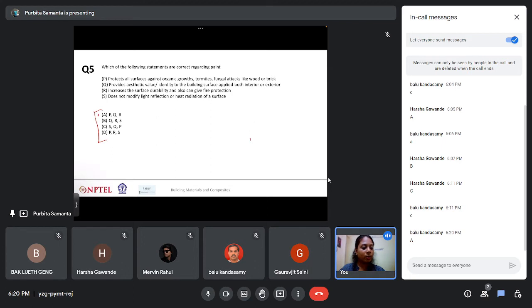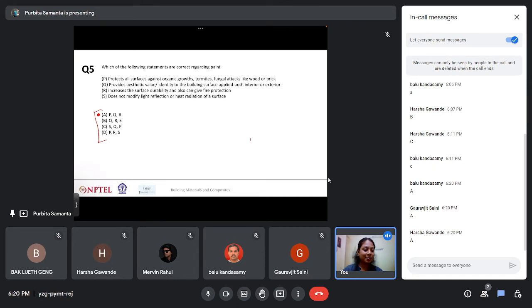Okay, I got one answer, that is PQR. Any more answer from anybody else? Okay, Gaurav Chit also says A. Balu says A. Okay, this is, yes, like nothing much to exaggerate about.